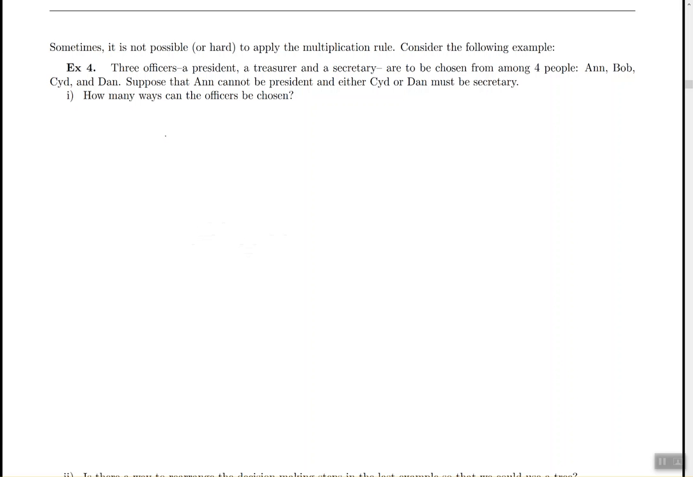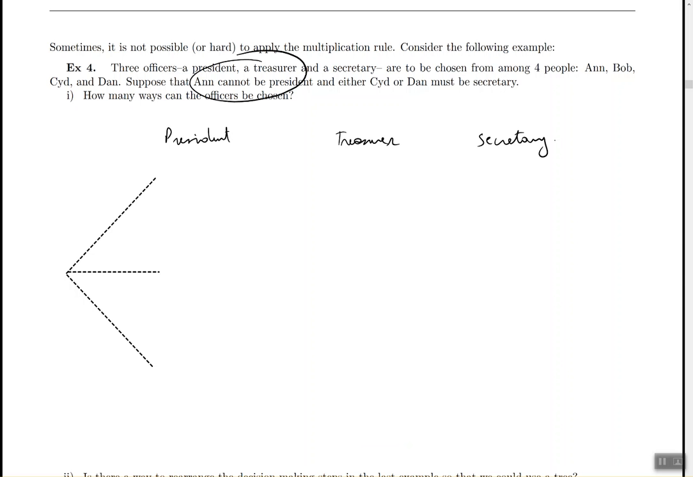And in this tree, I'm going to pick the president first. And after choosing the president, I'm going to choose the treasurer. And after I choose the treasurer, I'm going to choose the secretary. Okay. So let's say I'm trying to select the president. So who can be president? So there is 4 people, but at the same time, I know that Anne cannot be president. This is the reason why I have 3 little arrows. Bob can be president, Sid can be president, or Dan can be president.